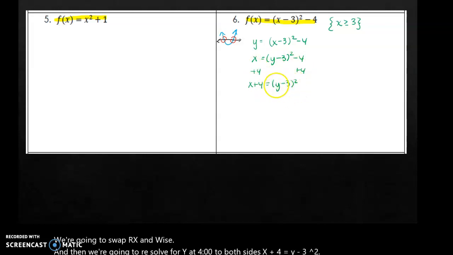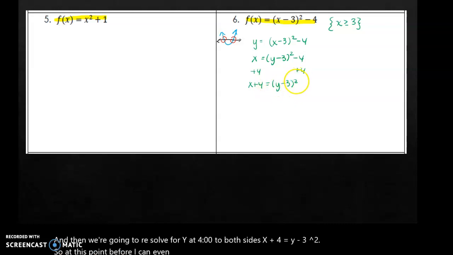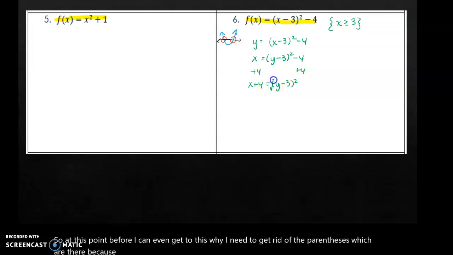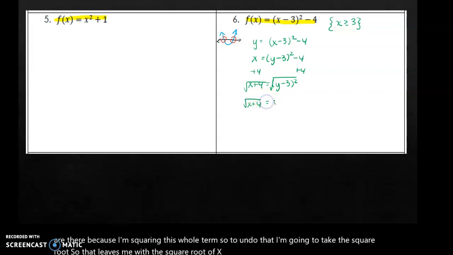So at this point, before I can even get to this y, I need to get rid of the parentheses, which are there because I'm squaring this whole term. So to undo that, I'm going to take the square root. So that leaves me with the square root of x plus 4 equals y minus 3. And now my last step would be to add 3 to get the y by itself.